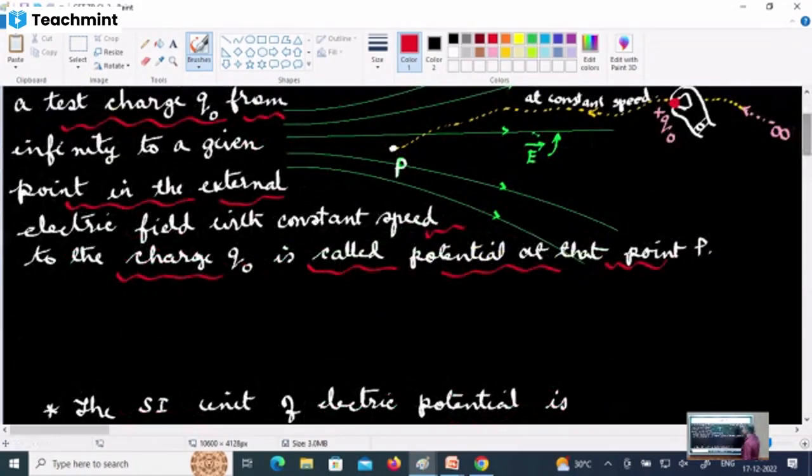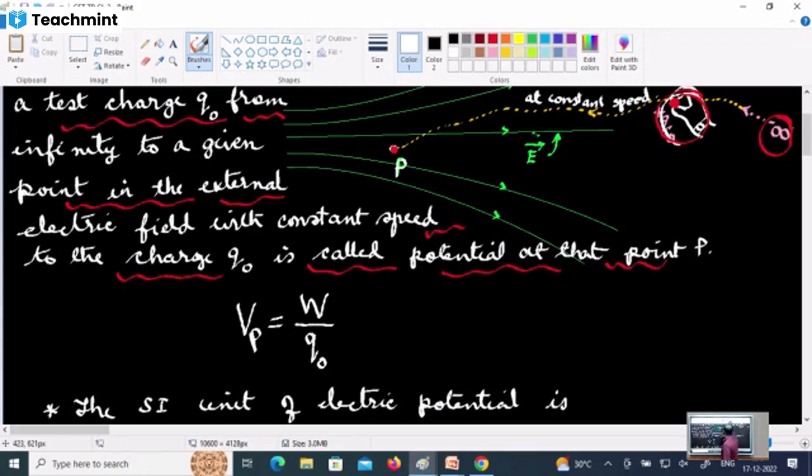ಹೇಗೆ ಡಿಫೈನ್ ಮಾಡ್ತೀವಿ ಅಂತಂದ್ರೆ, if we bring this charge, ಈ ಚಾರ್ಜ್ ಏನಿದೆ Q0 ಅನ್ನು ನಾವು ಇನ್ಫಿನಿಟಿ ಇಂದ ನಿಧಾನವಾಗಿ ಈ ಪಾಯಿಂಟ್ P ಗೆ ತಂದಾಗ, how much work do we do? Suppose I call that work done W, and if I divide this by the charge, that we call the test charge Q0, then at the point P the potential is defined as Vp equals W divided by Q0.